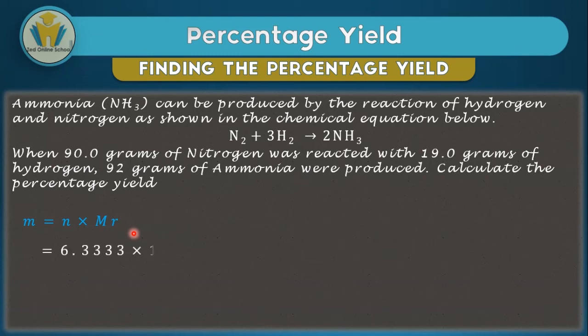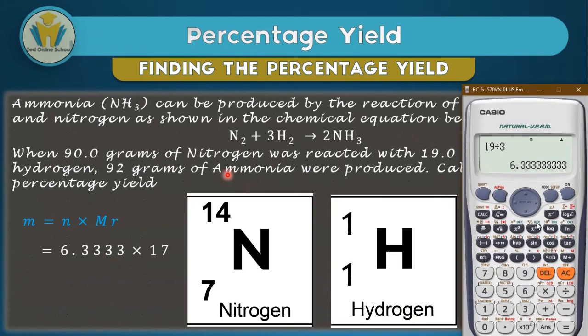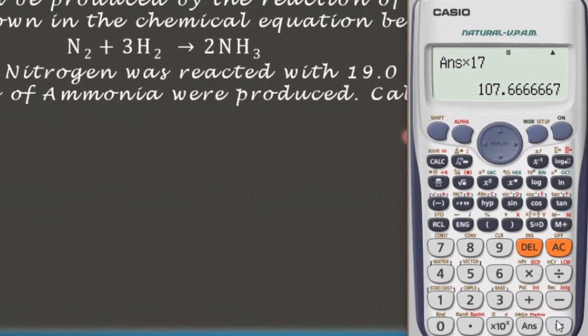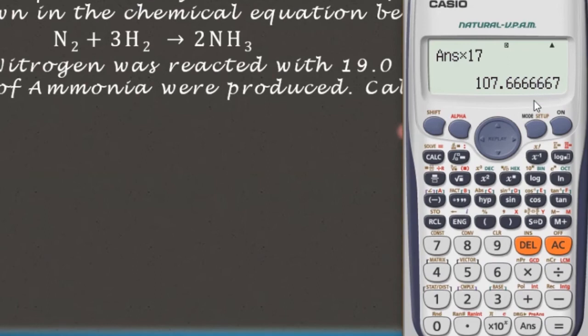And so the 6.333 will be multiplied by the 17. I just hope you're not wondering how we got the 17. Remember, it's the molar mass, therefore we added the 14 for nitrogen and the 3 for hydrogen, and we got the 17. So I get this 6.333, and I'm going to multiply it by the 17. It gives me 107.66. Again, you see some recurring digits. I'm just going to get 4 digits, and therefore it will be 107.666. We round off and we have a 7.